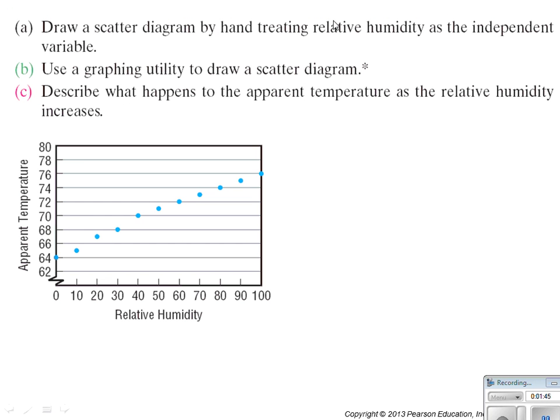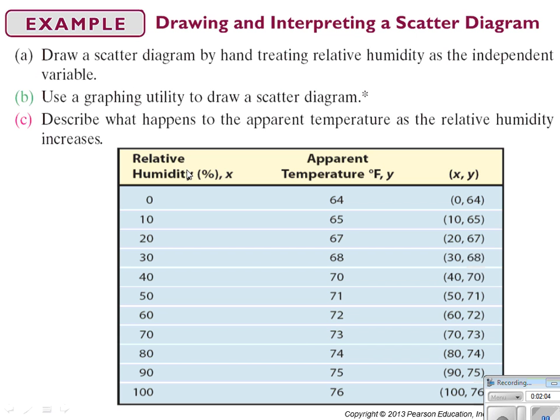Alright, so to draw a scatter diagram by hand, we're going to count by tens on our x-axis, go from 0 to 100. And our y-axis, we're going to go ahead and start at 62 because it's a little below where we're hitting the line. And then graph each of our data points, 0 through 100.